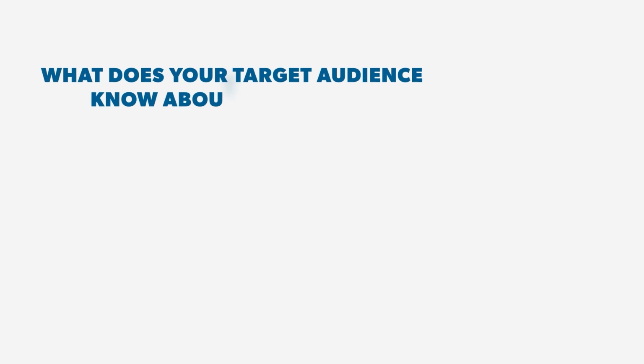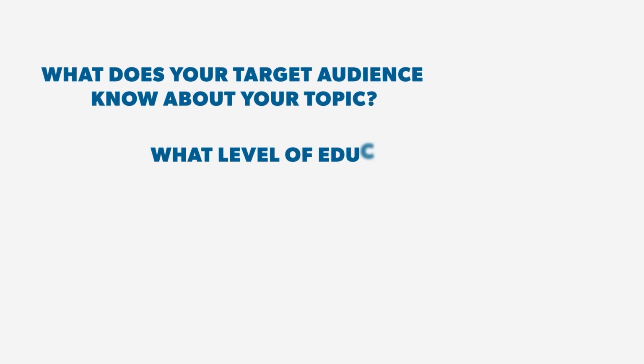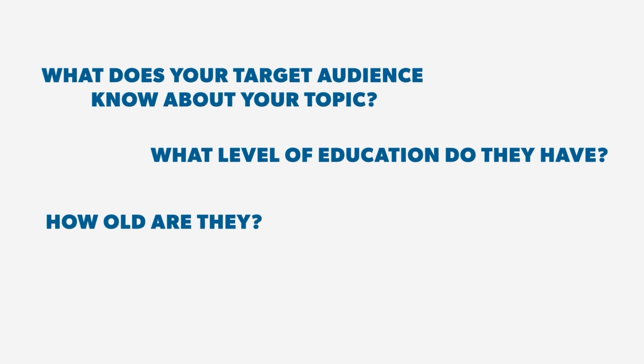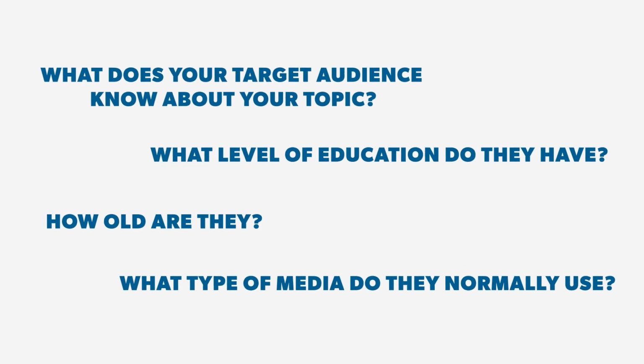Here are a few details that are almost always important when thinking about one's target audience. What does your target audience know about your topic? What level of education do they have? How old are they? What type of media do they normally use? Depending on your topic, other aspects might be important. If you are communicating about your research on autonomous driving, for example, you should think about the traffic behavior of your target audience. When you do literary studies and are communicating your research project about comics, you might think about what your target audience reads.